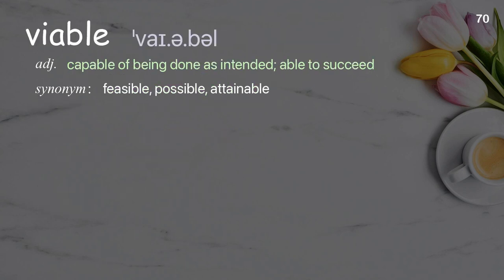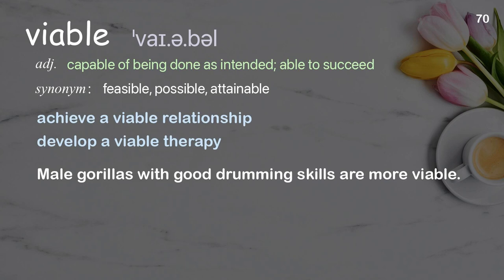Viable. Capable of being done as intended, able to succeed. Examples: Achieve a viable relationship, develop a viable therapy. Male gorillas with good drumming skills are more viable.